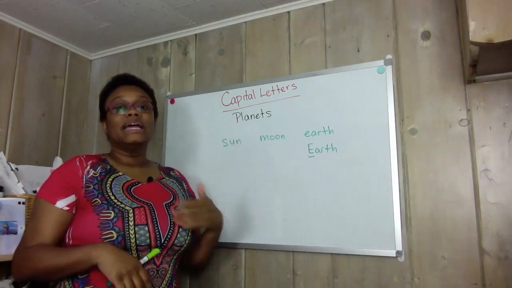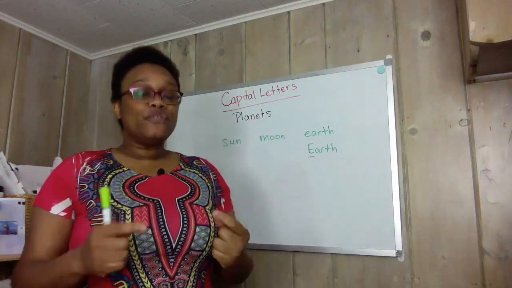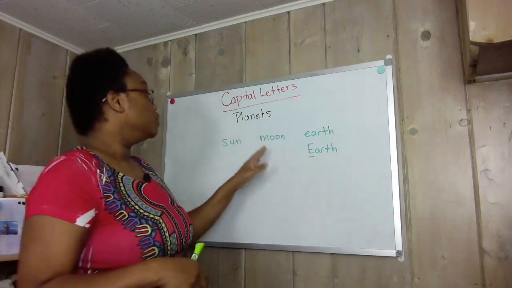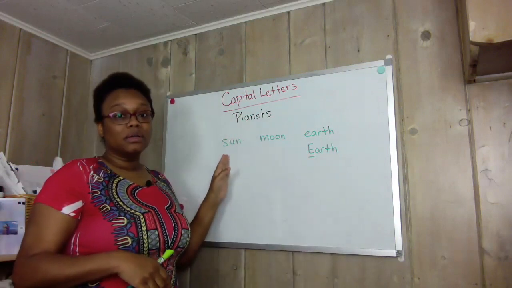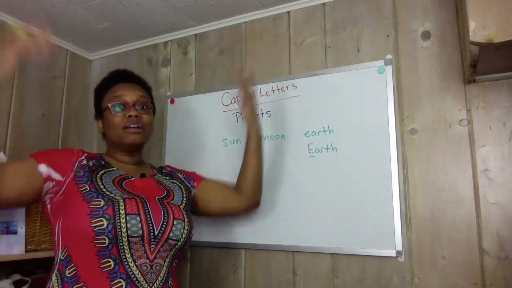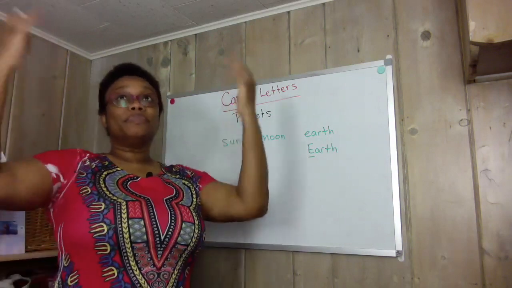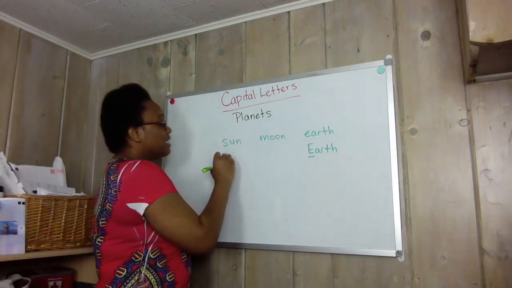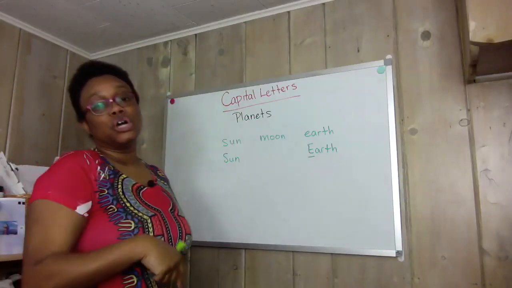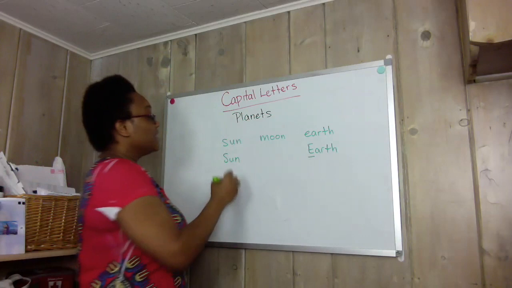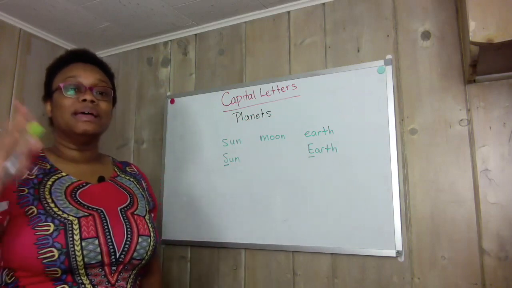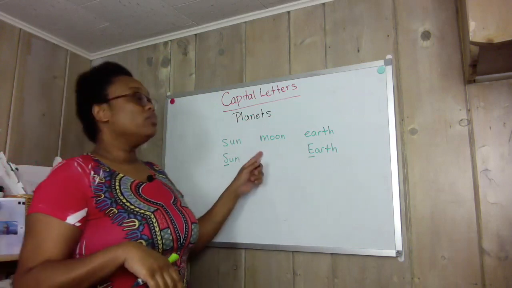Sun and moon can also be capitalized if it's referring specifically to the name of our moon and the name of our star. So, for example, if I say the largest star in our solar system is the Sun, or the Sun is the name of a star or the largest star, then I would capitalize it because we're referring to a specific name. The same with moon.